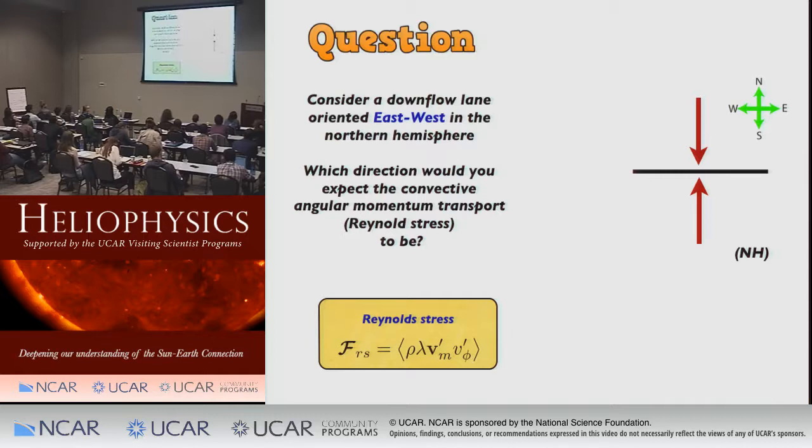And just to wake you up after lunch, now consider a downflow lane that's oriented in the east-west direction. The red indicates a flow converging into that downflow lane. So the flow comes in and goes down. Now, which direction would you expect the angular momentum transport to be? The Reynolds stress is here. So again, we're not thinking about the radial component here. So you can think of Vm prime as basically being V theta prime, V phi prime. So what kind of correlations would be induced here?